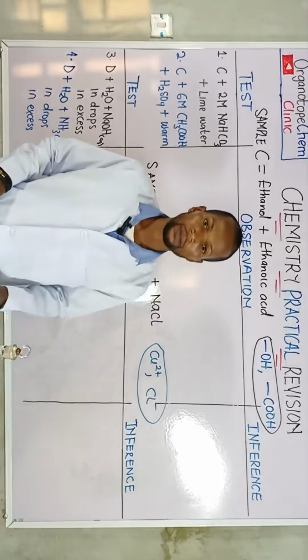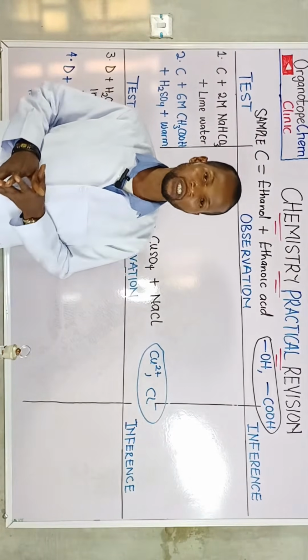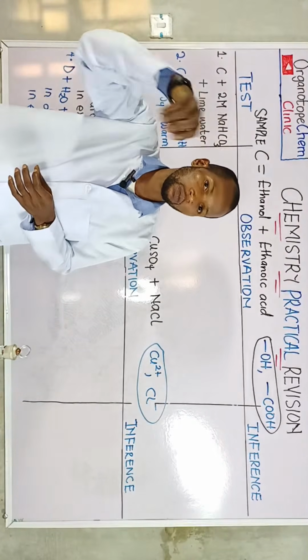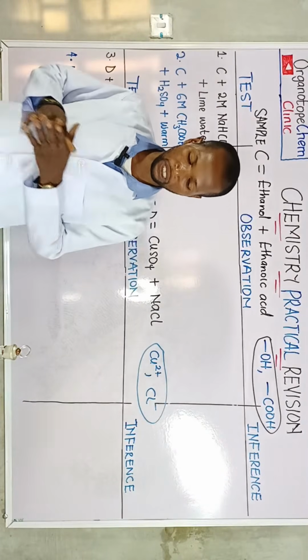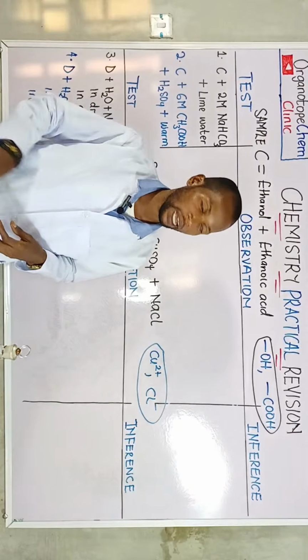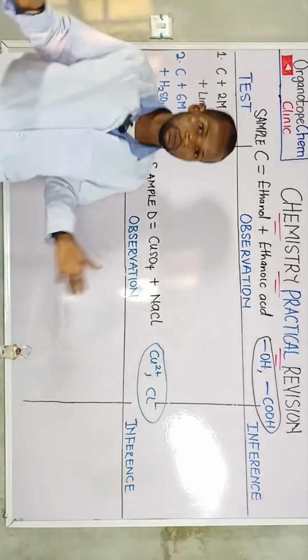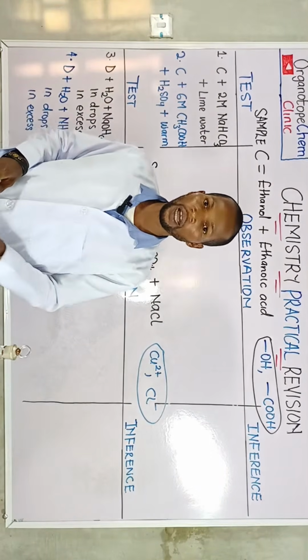Test 1. So we are considering the first test. To a small portion of sample C, I'm going to tell you how to measure the small portion. To a small portion of sample C, add 2 molar. This is how to write 2 molar: 2M. Molar is the same thing as mole per dm cube. Okay? 2 molar sodium hydrogen carbonate.